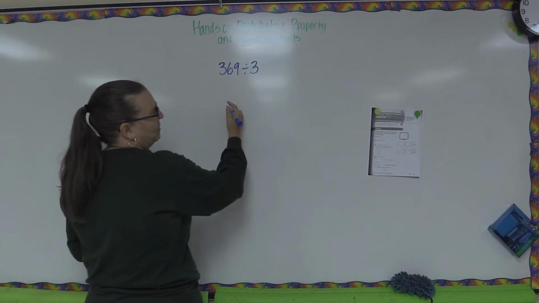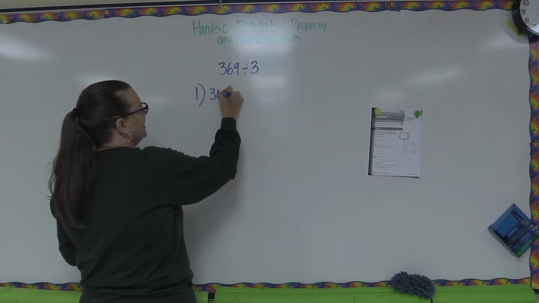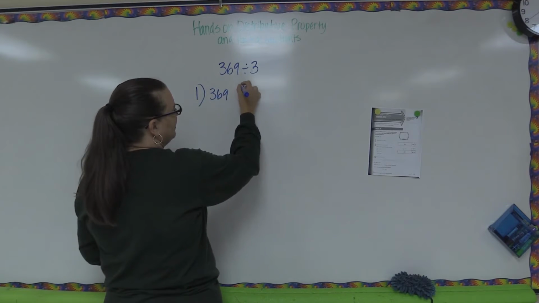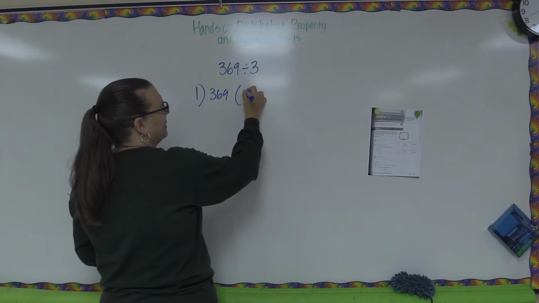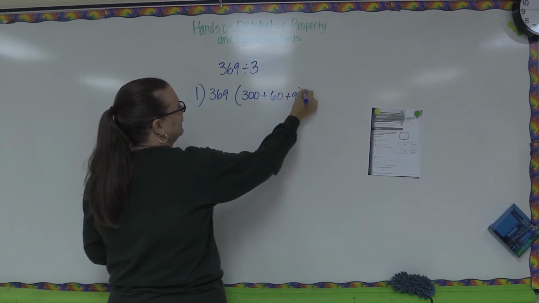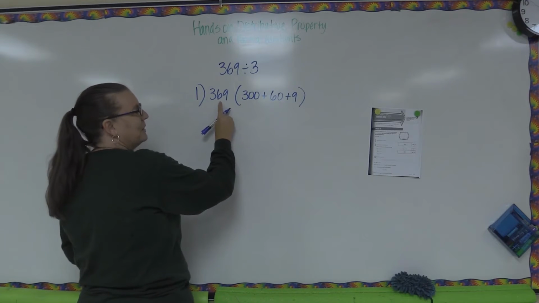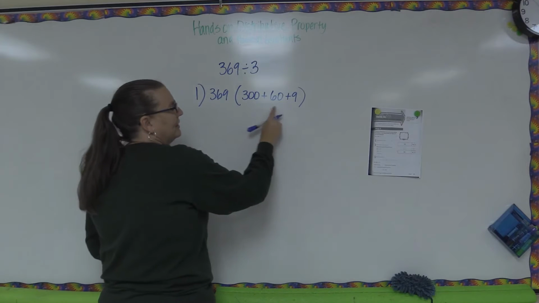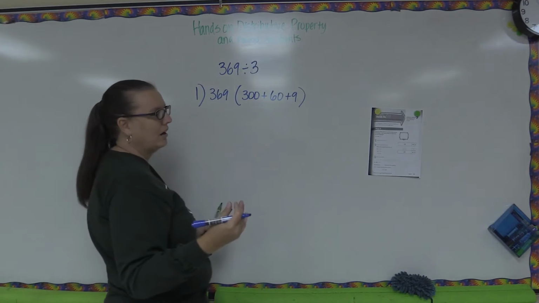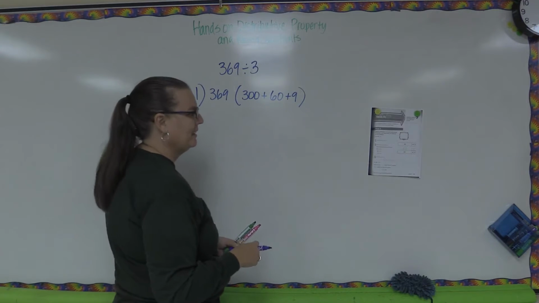its place value spots. So where it says number 1 there, they want you to take 369 and make it into its place value spots. So we have 300 plus 60 plus 9, right? Because there's a 3 in the hundreds place, a 6 in the tens place, and a 9 in the ones place. If you think back to when we were working on our ways to write numbers in the beginning, okay?